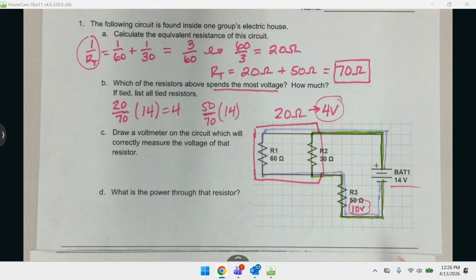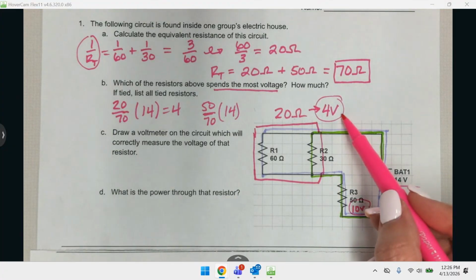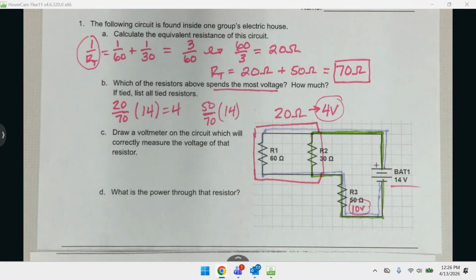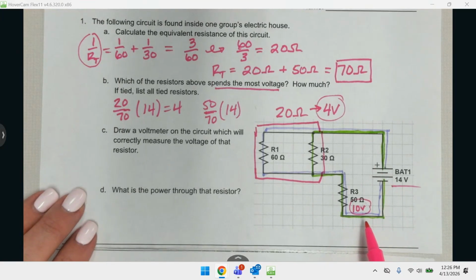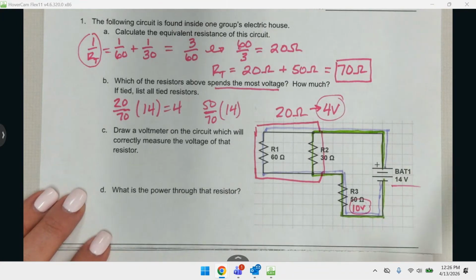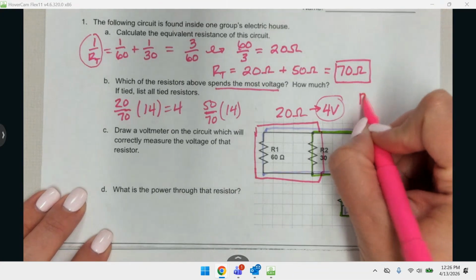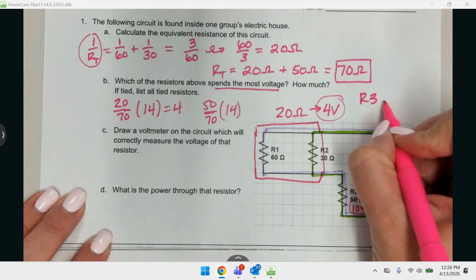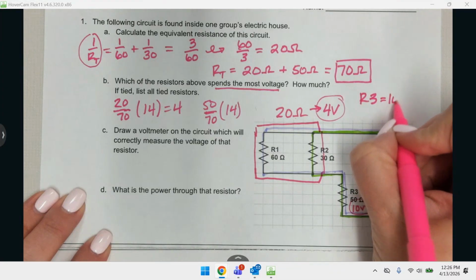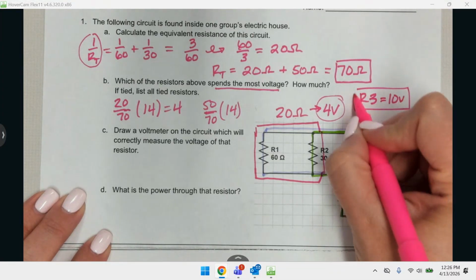So which one spends the most voltage? Obviously 10 volts is greater than 4. Each of these has a 4 volt drop. They are always the same as each other. Even in the combination circuit, they're just not going to match the battery because they have to add with this. But my resistor that spends the most voltage is R3, and R3 spends 10 volts. And so that would be the answer here.